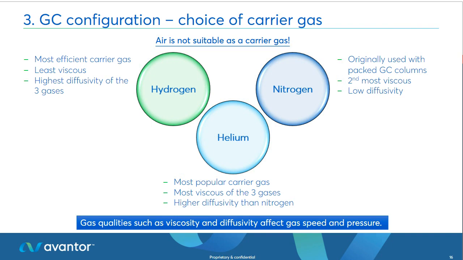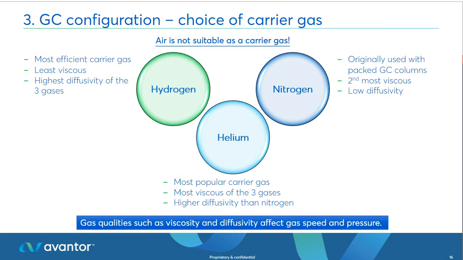Helium is the most popular, but it is the most viscous of all three, and has a higher diffusivity than nitrogen. Hydrogen is the most efficient carrier gas, least viscous, and has the highest diffusivity of all three gases. And viscosity and diffusivity affect the speed and the pressure. So these qualities are important.